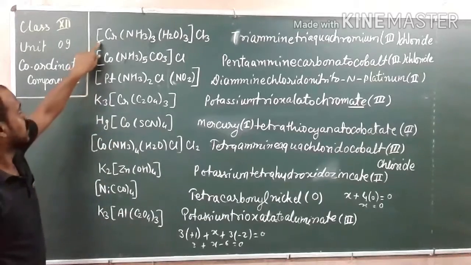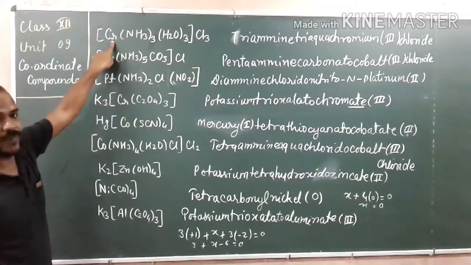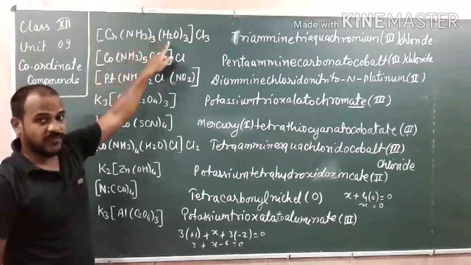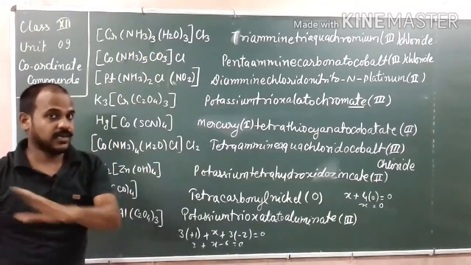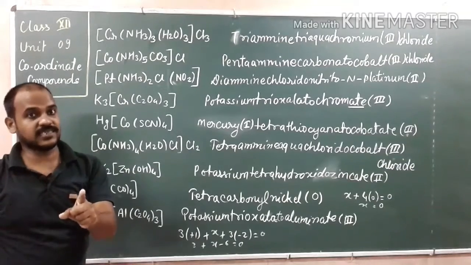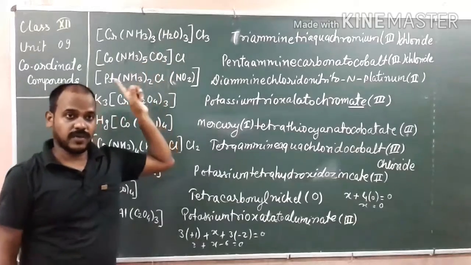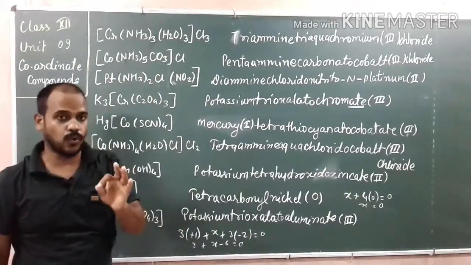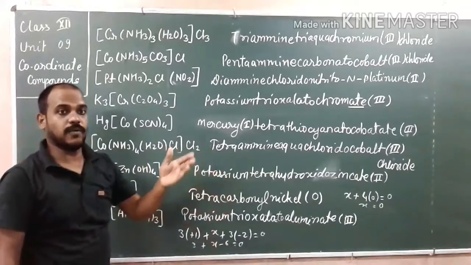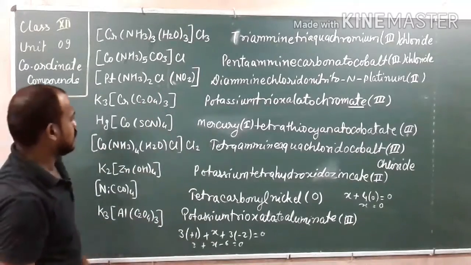Once again, to repeat: before a square bracket, if there is something, then the name of the metal will be changed, otherwise it will remain the same. Name of ligands: if the ligand is neutral, then no change. If the ligand is negatively charged, then we will change its name by using the suffix O. From chloride it will become chlorido. From sulfate it will become sulfato. So these are the names of some simple ligands.